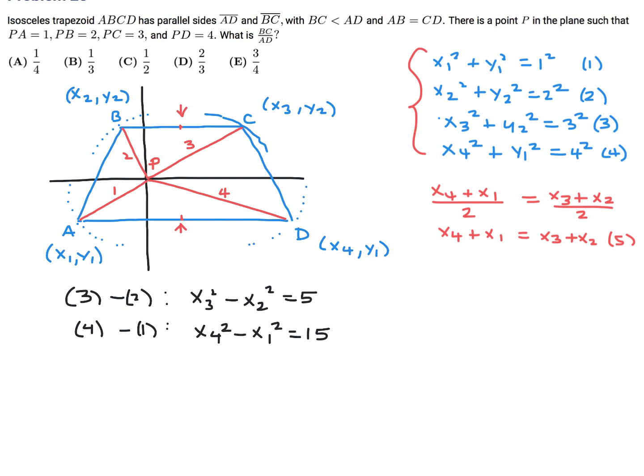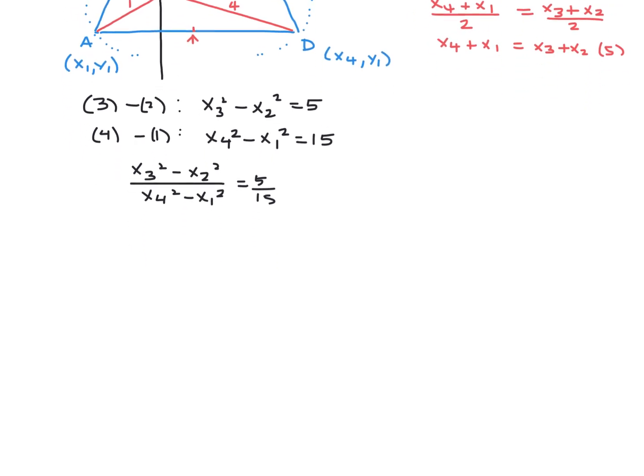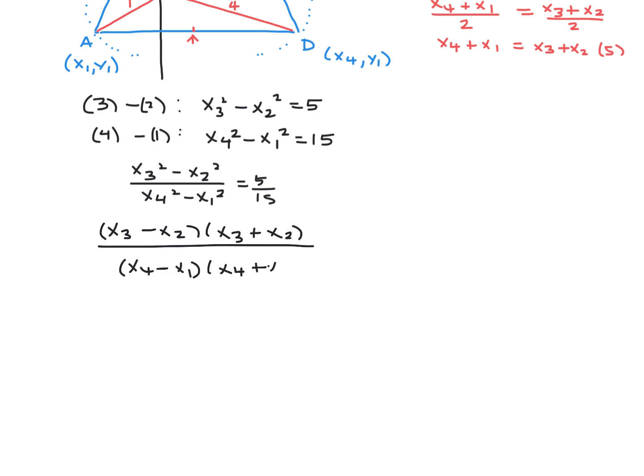And then we'll divide these two equations. So x3 squared minus x2 squared over x4 squared minus x1 squared is equal to 5 over 15. And let's factor this now. So x3 minus x2, x3 plus x2, all over x4 minus x1 times x4 plus x1, and that is equal to 1 over 3. And then let's see here, we can make this substitution now. x3 plus x2 is actually equal to x4 plus x1.